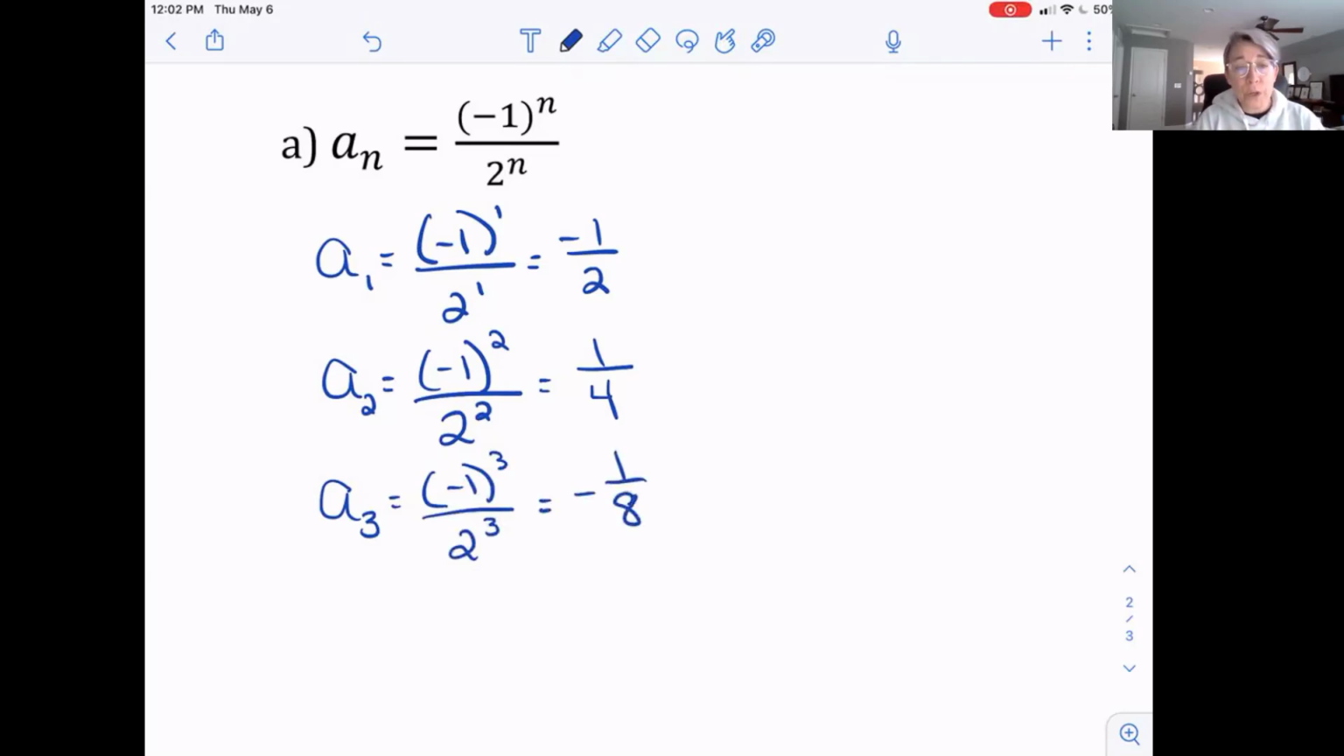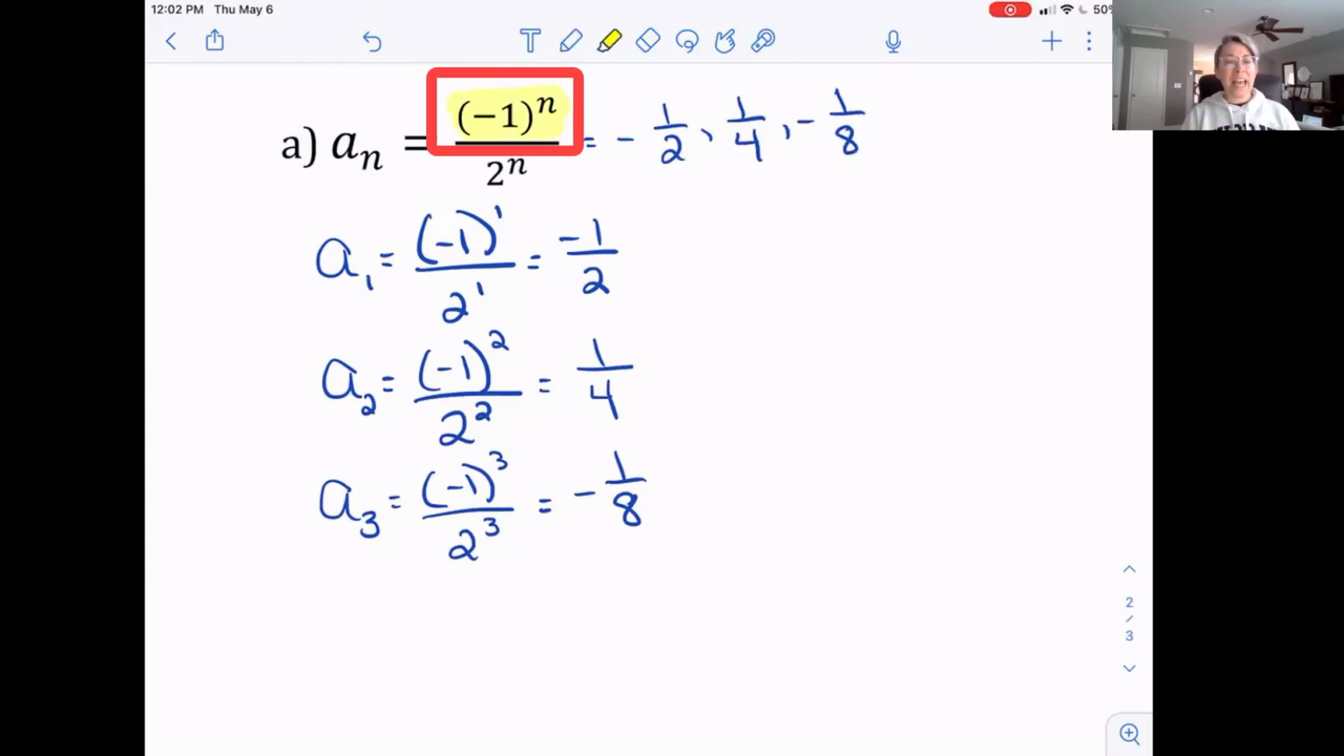Before we jump to 30, I want you to notice that our sequence here alternates signs. It goes from -1/2 to a positive 1/4 to a -1/8. This (-1)^n is one way of getting those alternating signs. If you want it negative, you can do (-1)^n. If you want to start with a positive, you could do (-1)^(n-1) or (-1)^(n+1). Now let's get down to the 30th term.